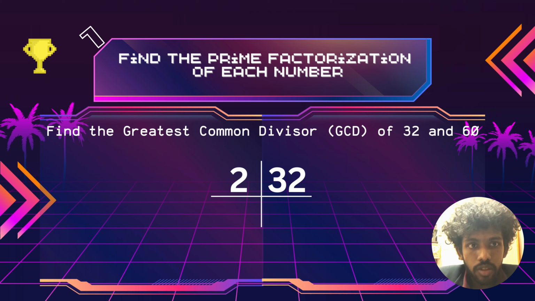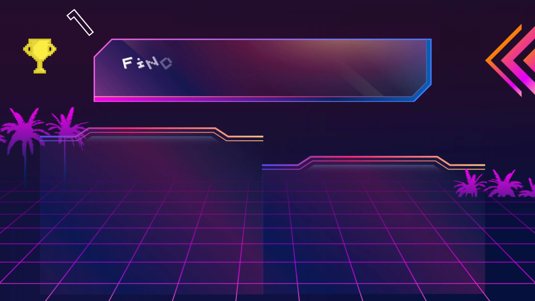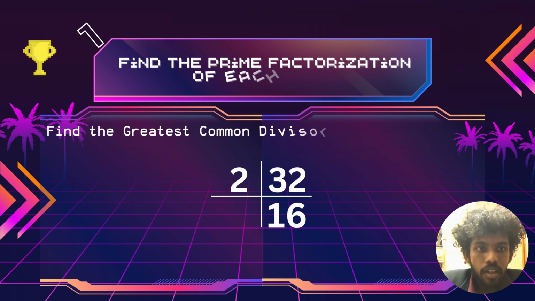First of all, we should find the prime factorization of each number. To start, we divide 32 by the number 2. The answer obtained from the division must be divided until it gets to the number 1. So we try with the number 2. 32 divided by 2 is 16.